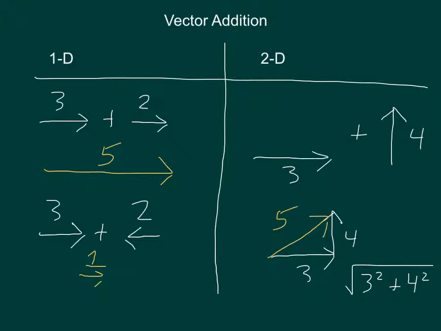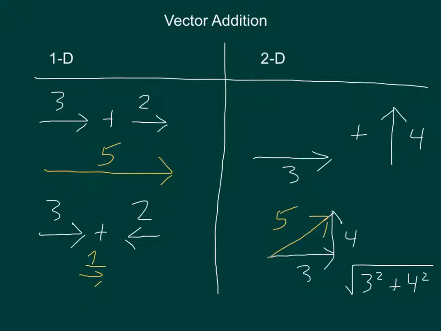Two-dimensional vector addition is a little trickier, and we're going to start bringing those ideas from when we did trig review to the forefront of physics. So here I have two vectors. One is a vector of size 3 pointing to the right, and the other one is a vector of size 4 pointing up. And I want to add these two vectors together. Now, unlike one-dimensional vector addition, I can't just add the numbers together. That's not how it works.